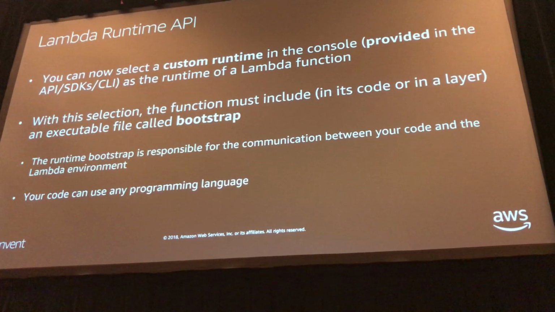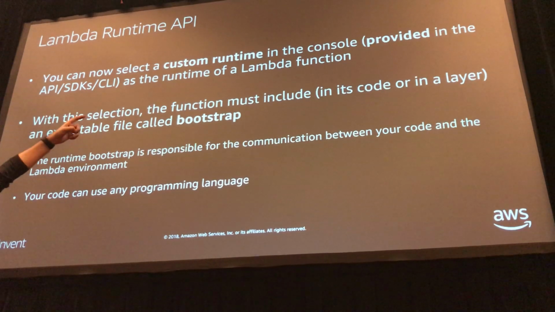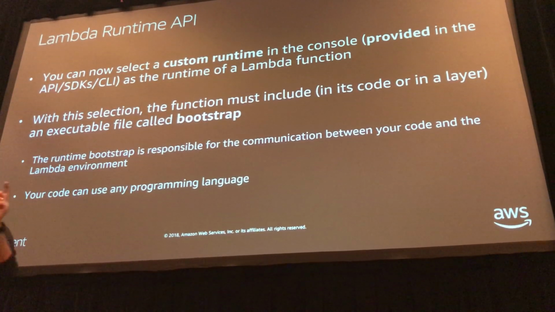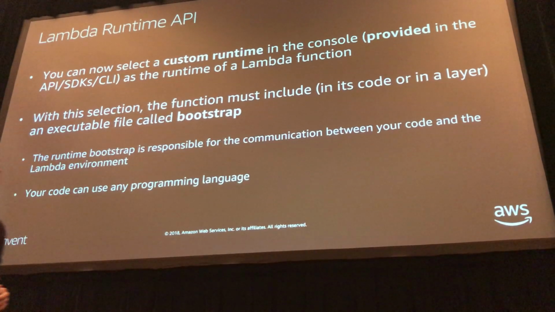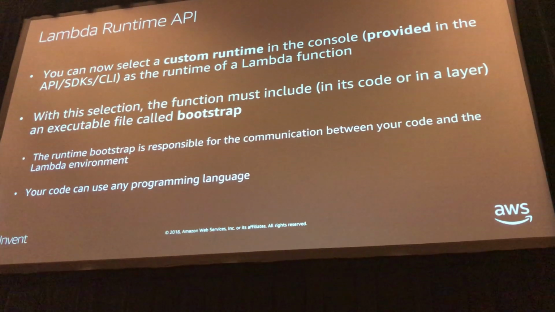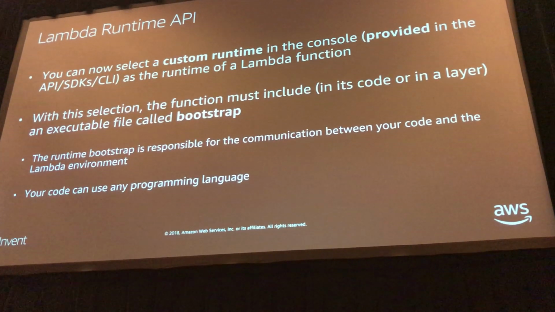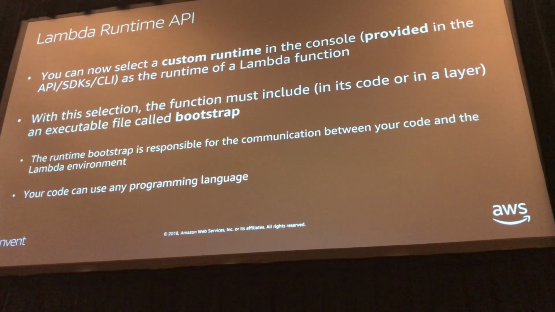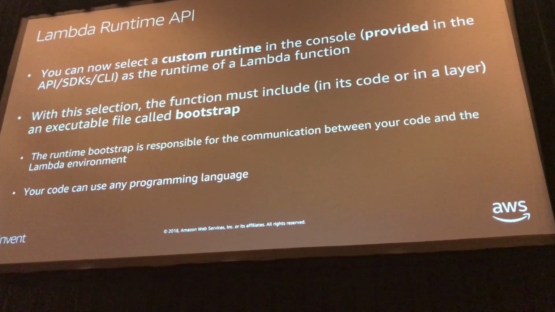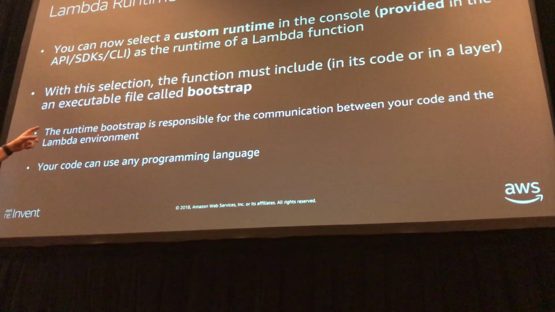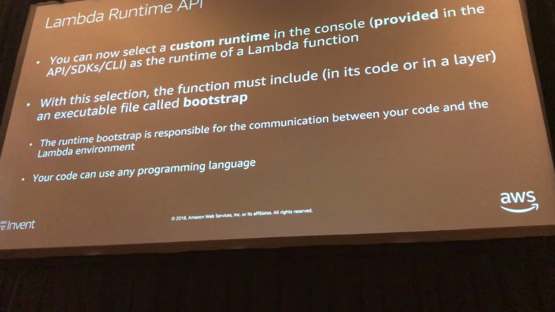What happens is if you use a custom runtime in the API, for example in the CLI, it's called provided. So the code that you have to do using the CLI is provided, the string that is used by the CLI to specify a custom runtime. So in the function code or in one of the layers, in the root directory, there must be an executable file called bootstrap. And as I said, layers override.